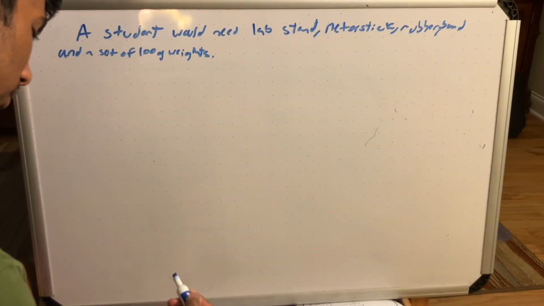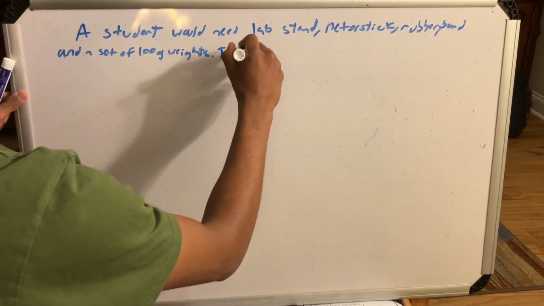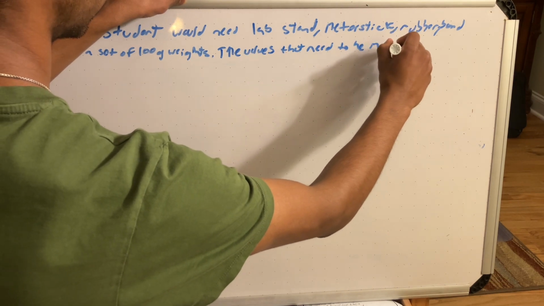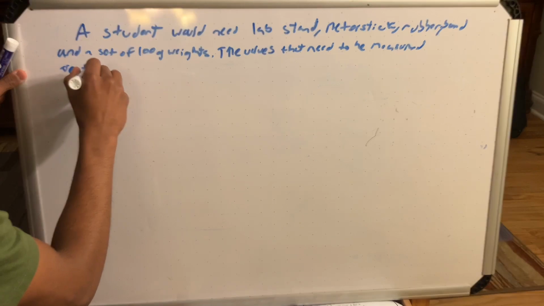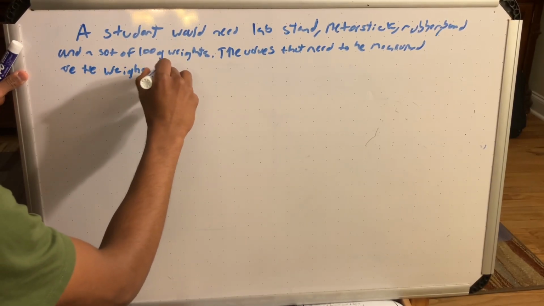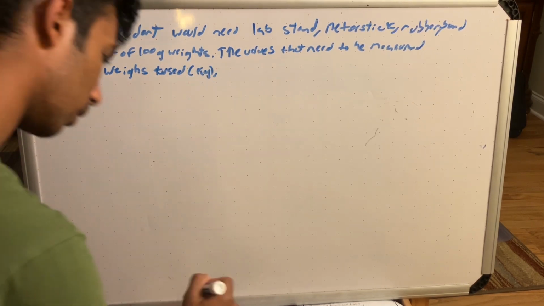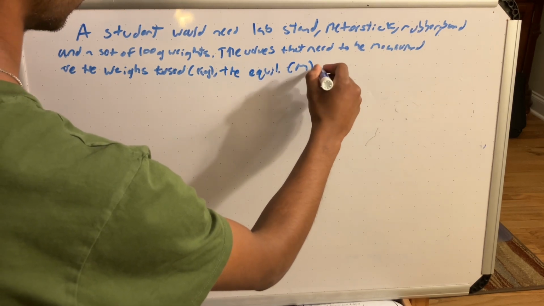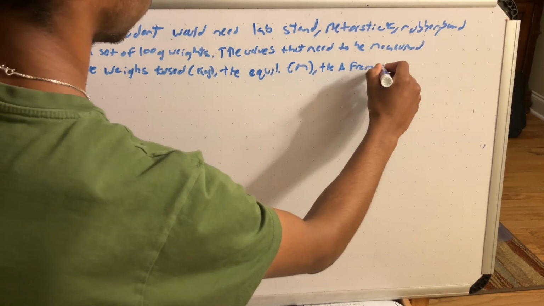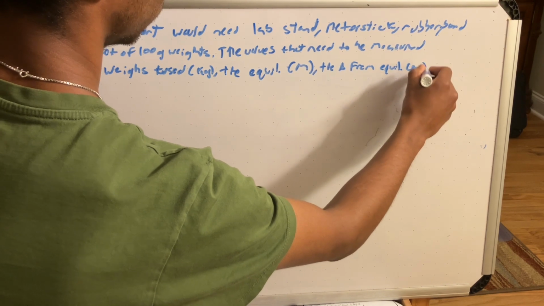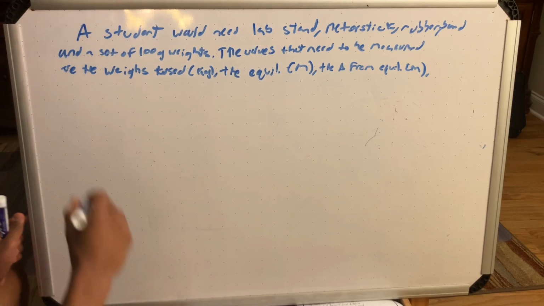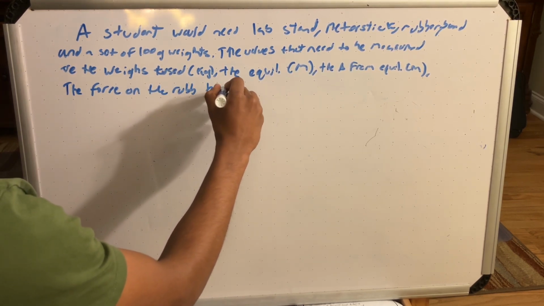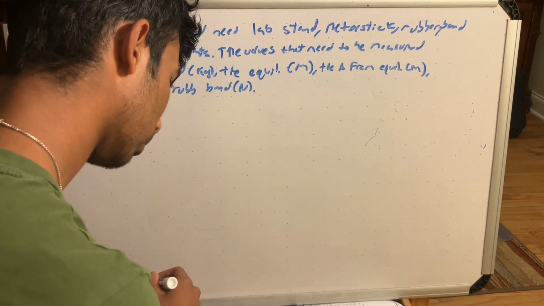And then for the point that I lost, it would say the values that need to be measured are the weight used in kgs, the equilibrium point, which would be in meters, the change from equilibrium, which would be in meters, and then the force on the rubber band, which would be in newtons. And then I would go on to say the setup.